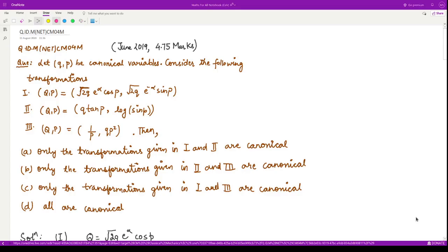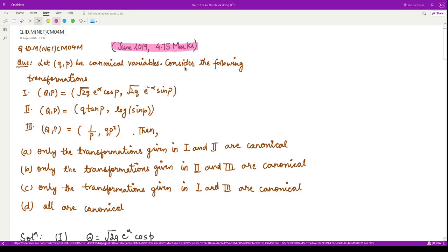Hello everyone, welcome to this next question on classical mechanics. In this video, we shall see a question from June 2019 consisting of 4.75 marks. The question says, let Q and P be the canonical variables. That means you are given Q to be the generalized coordinate and P to be the generalized momentum.